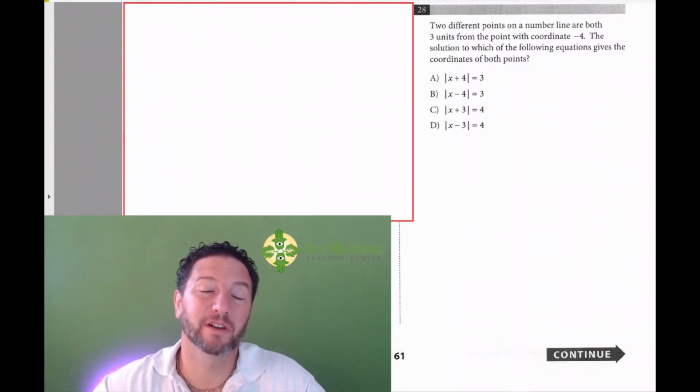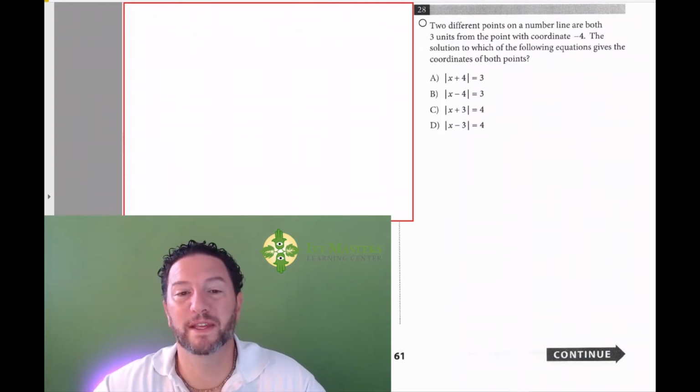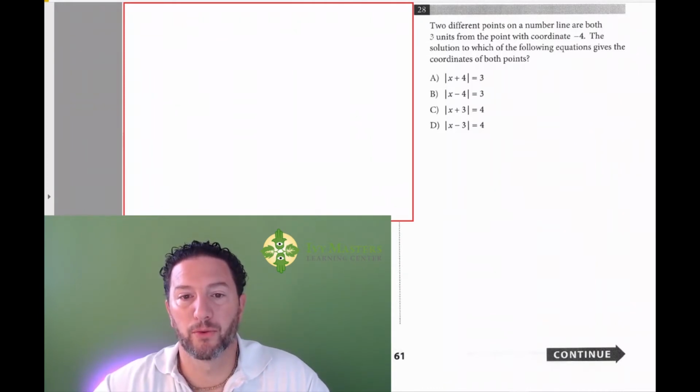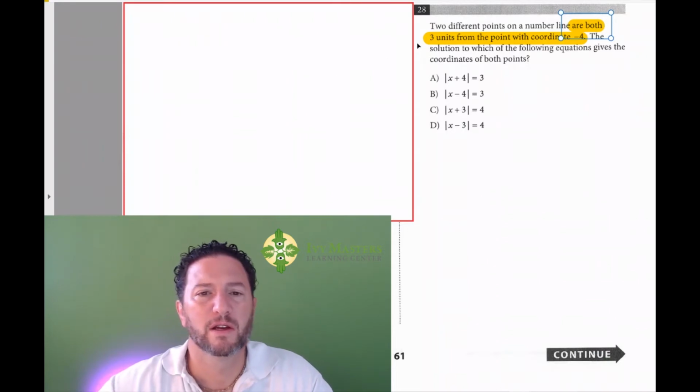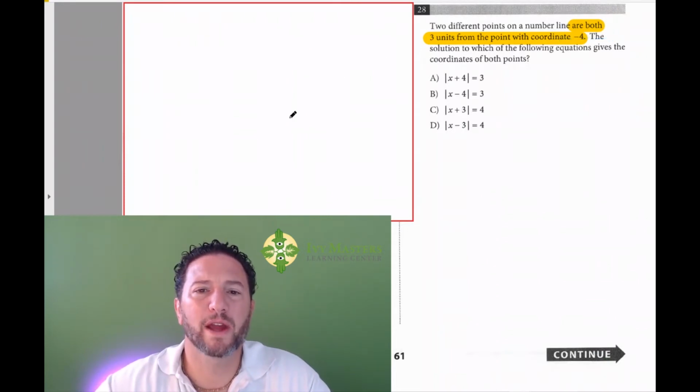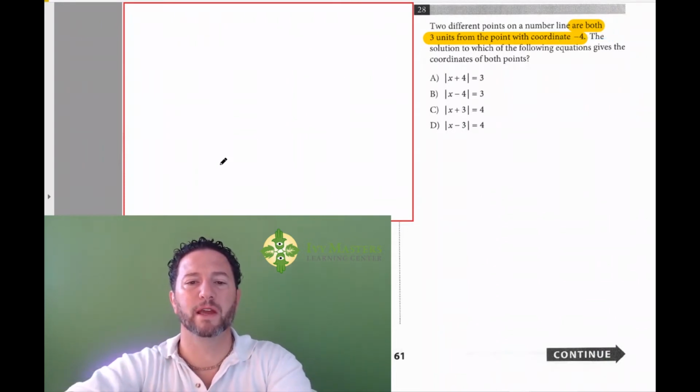And today we're going to look at Test 6, Section 4, number 28, which reads, two different points on a number line are both 3 units from the point with a coordinate -4. The solution to which of the following equations gives a coordinate of both points? So it's great if you're able to recognize it, but most students will not be able to.